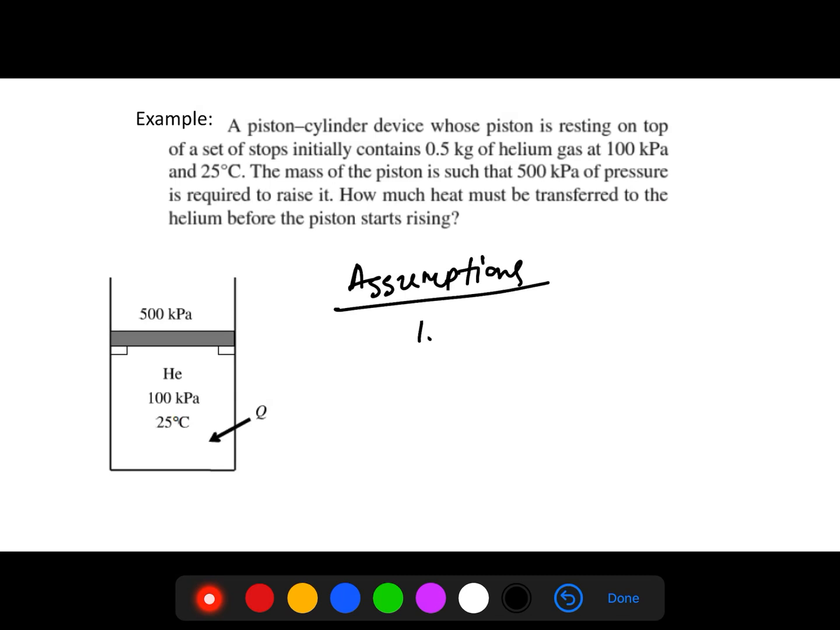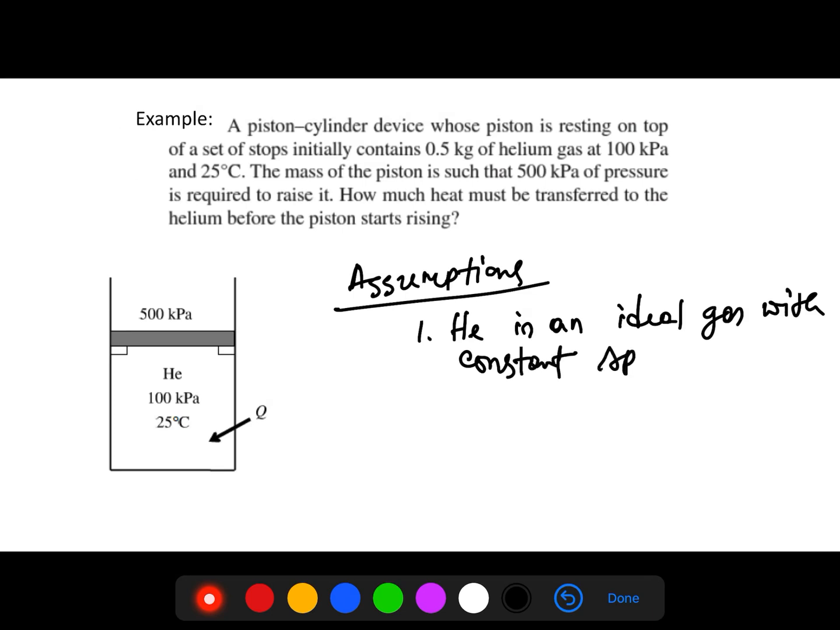So our assumption is specific heats are not changing. So we can say helium is an ideal gas with constant specific heat. So that's our first assumption, and the second assumption is that it is a system here, it is a closed system.